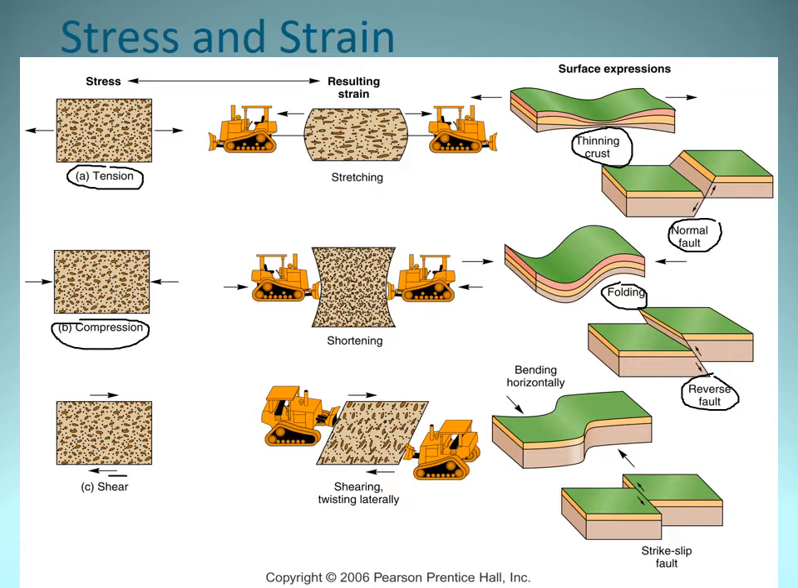On the other hand, we can have forces that are acting on the rock in opposite directions, but on either side of the rock. And this twists laterally this rock. So we might see bending of the rock if it's a little bit malleable, or we could see a strike-slip fault, a transform fault, where no compression or tension is really found there. We just see rocks moving horizontally.